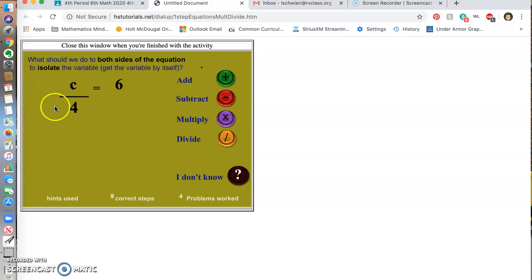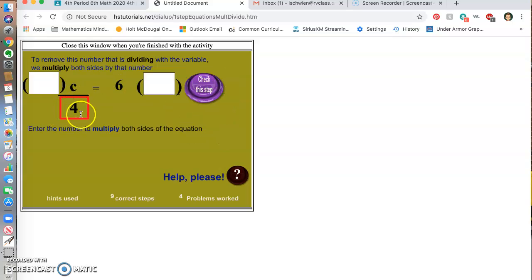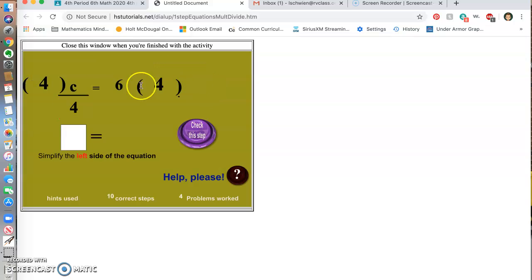Another division equation. How do you solve division? You multiply. In this case, we're going to multiply by 4. 4c divided by 4 equals 6 times 4. Cancel that out. You're left with 1, and 1 times c is c. The other side very simply says 6 times 4, and that is 24.